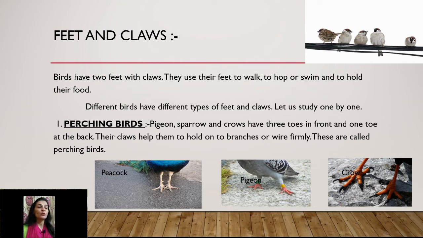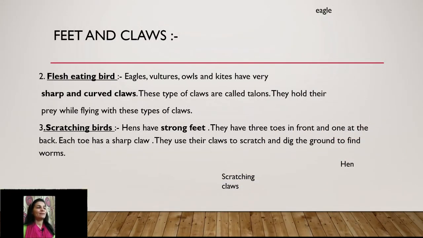First one is perching bird. As you can see in the picture, pigeon, sparrow and crow. Peacock, they are having 3 toes in front, 1 toe at the back. Their claws help them to hold on to the branches or wire firmly. These are called perching birds. If I ask you a question here, what are perching birds? Perching birds can hold the branches and wire firmly with their claws. An example of these type of birds? Yes, good.